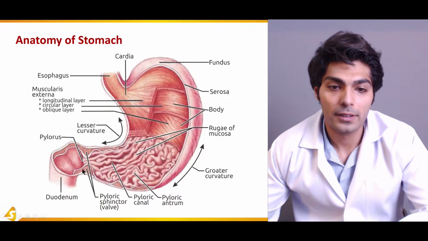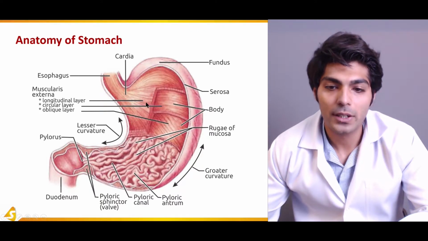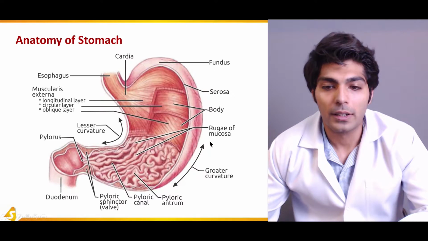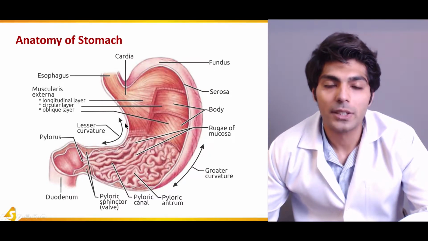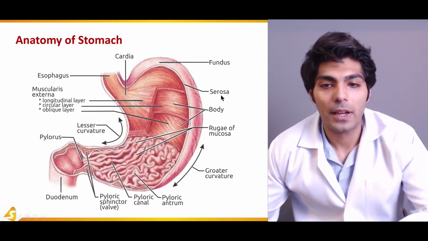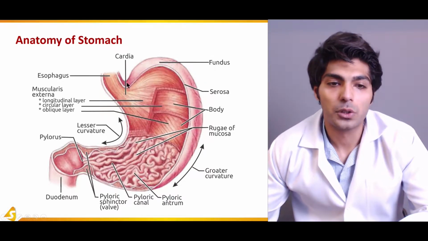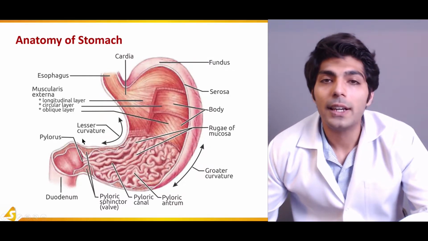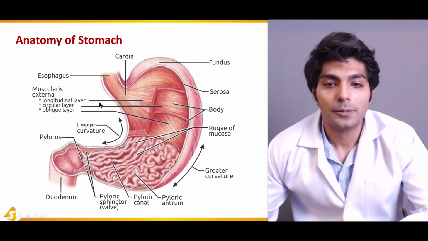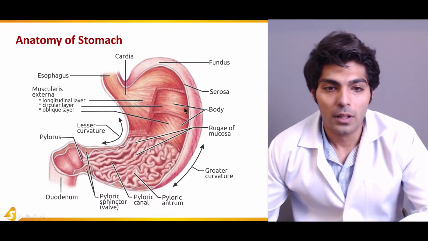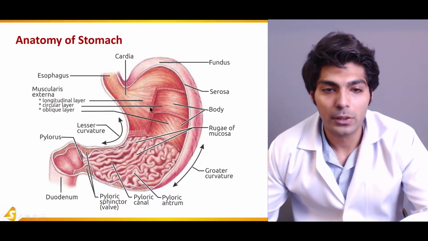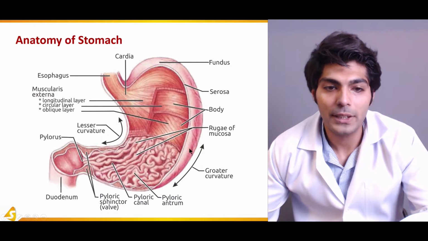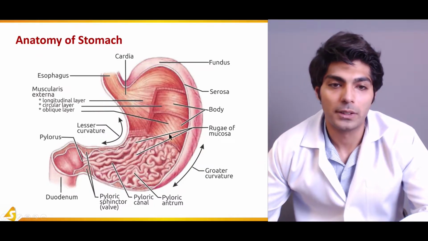So there's a lesser curvature and a greater curvature. The greater curvature is mostly occupied by the body, and the lesser curvature by the pylorus. Then we have the fundus portion and the cardiac portion. The muscle of the stomach is divided into 3 layers. One is the longitudinal smooth muscles. Then we have the circular muscles, and we have the oblique layer of smooth muscle cells.